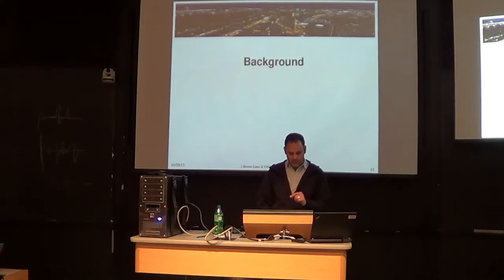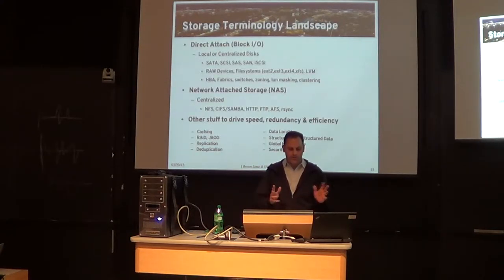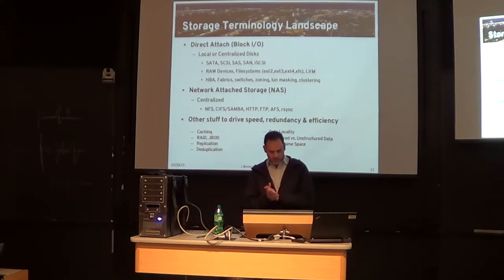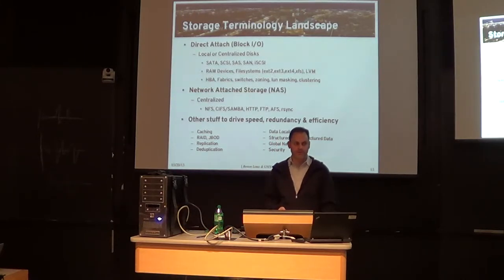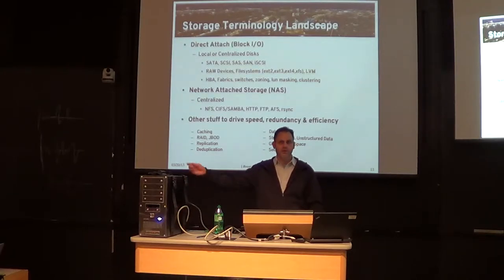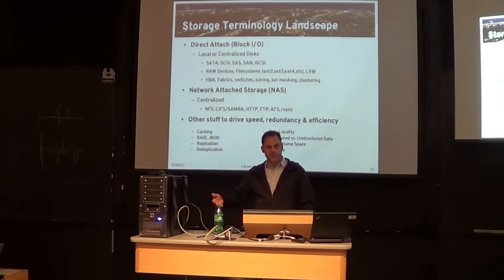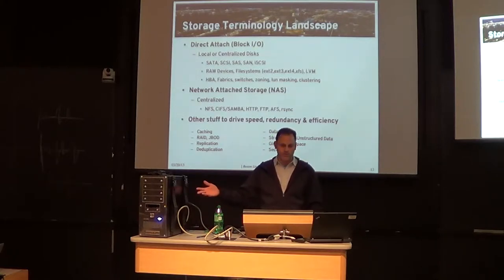Okay, on with Gluster. Okay, so basic storage terminology. I'm hoping everybody's familiar with direct attached storage, right? So my laptop has a hard drive, that's direct attached storage. There's a couple of SATA drives in here, that's direct attached. This is my data center, and I have an HBA adapter, and it connects to my SAN, to my EMC DMX, that's direct attached. It's basically block I/O attached to the system.